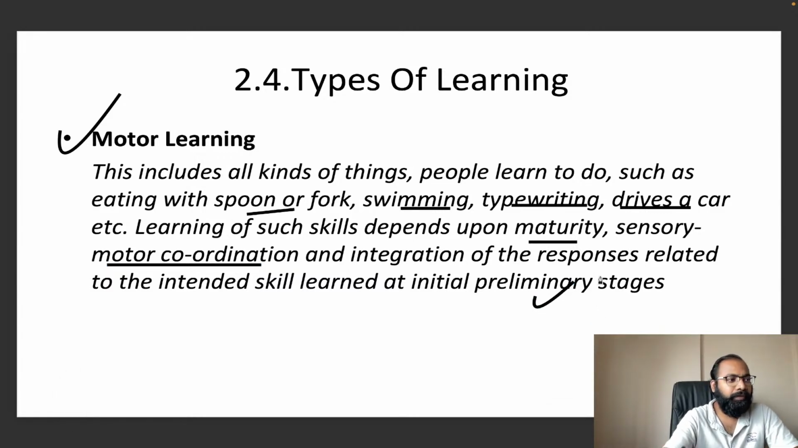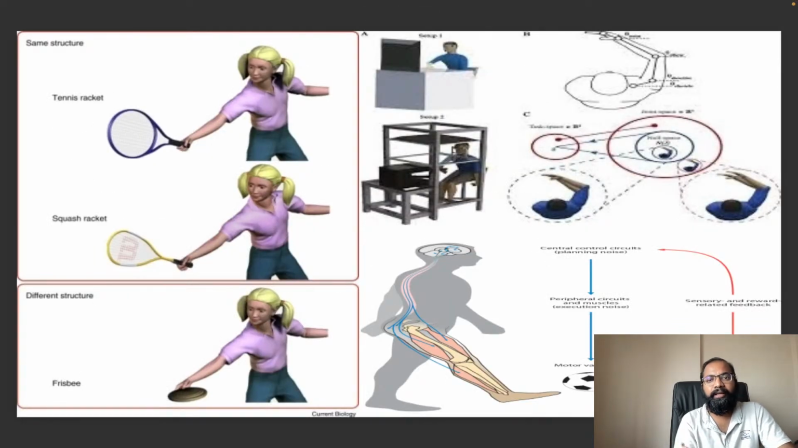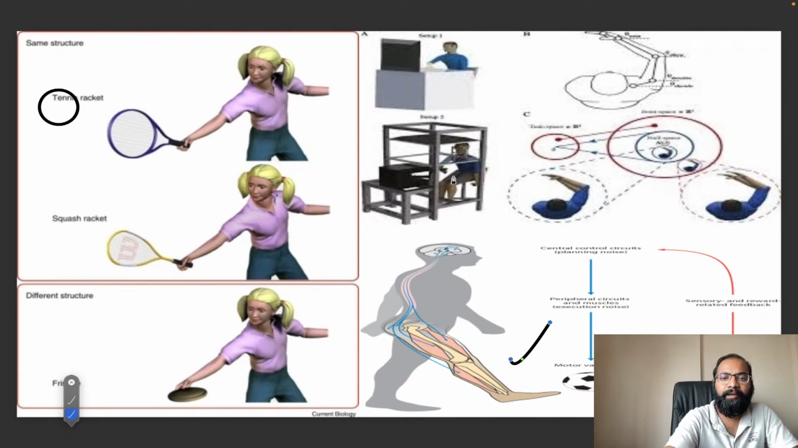Next, there is motor learning, and here I kept different examples, like playing indoor or outdoor games, such as football. Whatever activity we are doing, all these activities come under motor learning. That means based upon muscle movements, we are able to learn these activities.